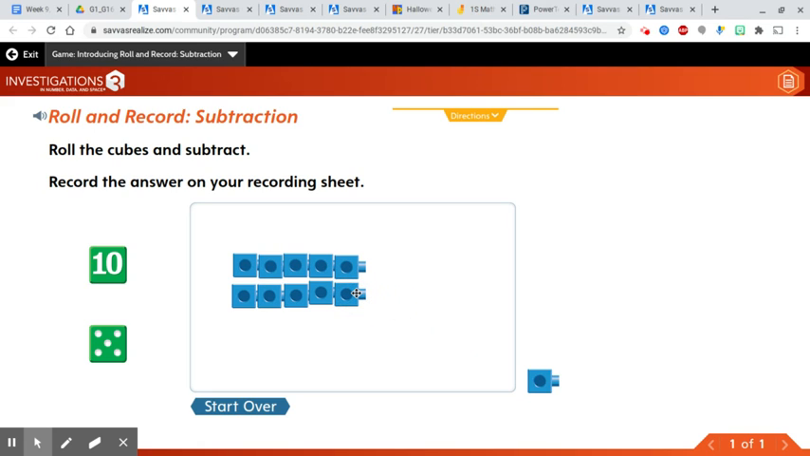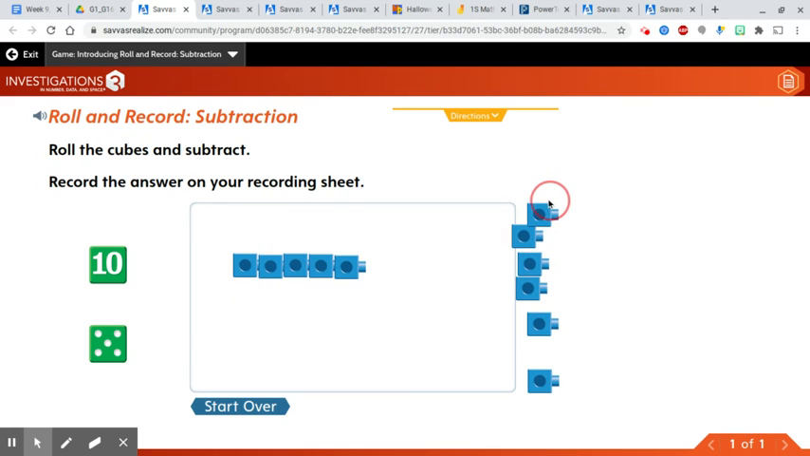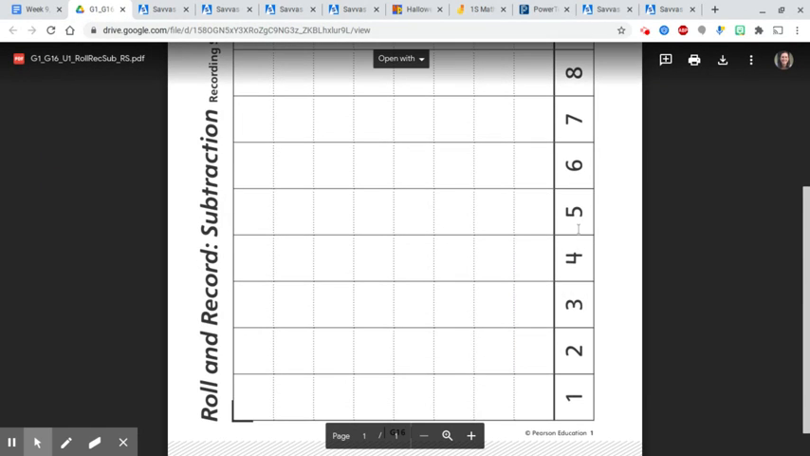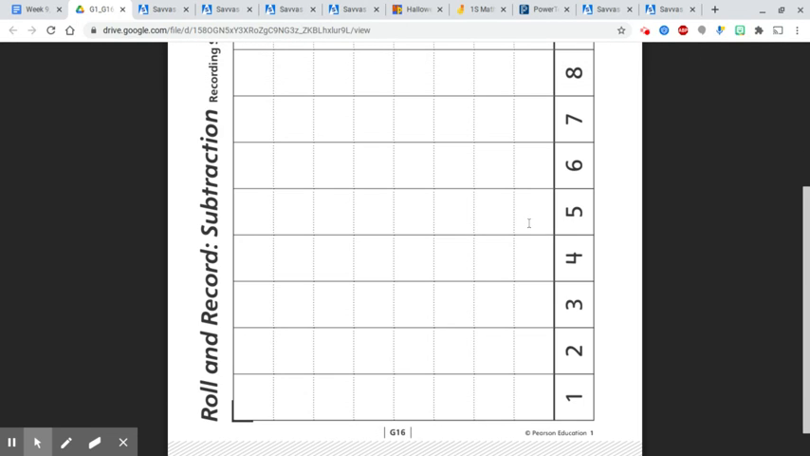So here's my 10. And then I can count back 5 and I can take them away. 1, 2, 3, 4, and 5. Now there's no spot to record it right here on the website, but we see there's 1, 2, 3, 4, 5 left. There is a recording sheet that you can print out. And right above the number 5, you would write 10 minus 5, and your answer is 5, and that's why we're writing it right next to the 5.